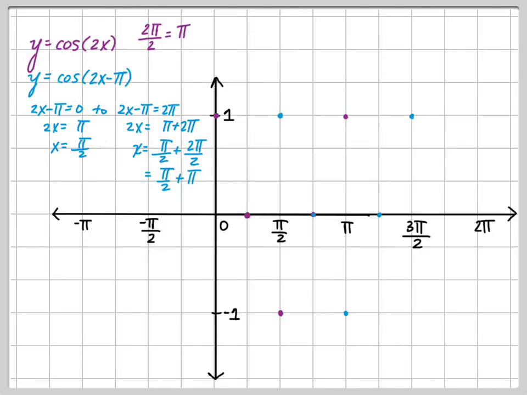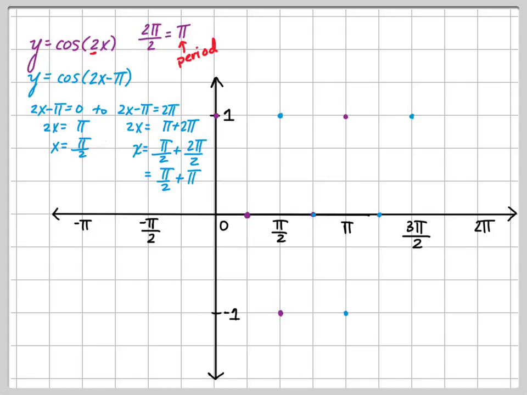So, we talked in our last video about this concept of a phase shift, and so now I want to illustrate what that actually looks like graphically, because previously we only talked about how to recognize a phase shift algebraically. So let's consider the graph of y equals cosine of 2x, and so the period is always going to be 2 pi over b. Our b here is 2, and so our period is going to be pi.